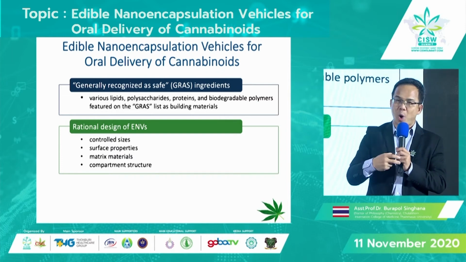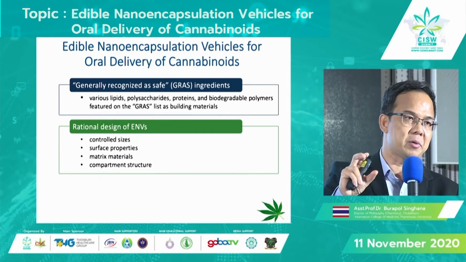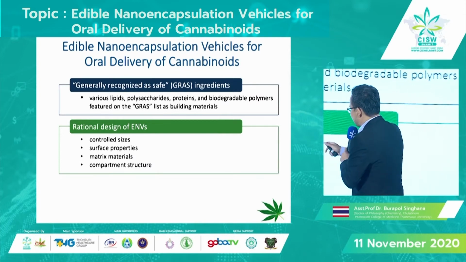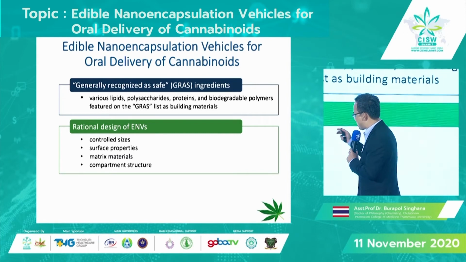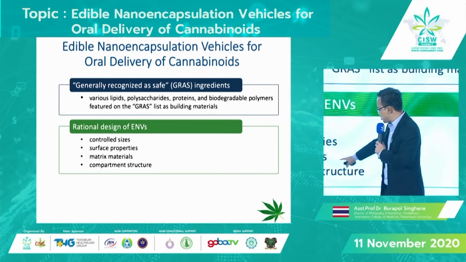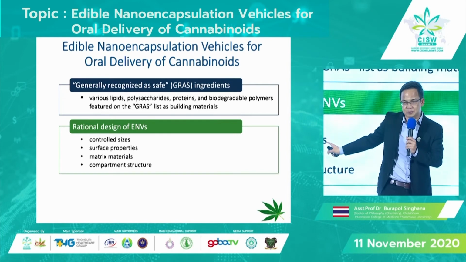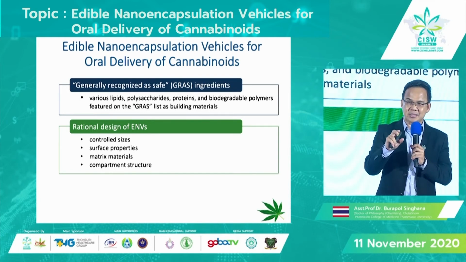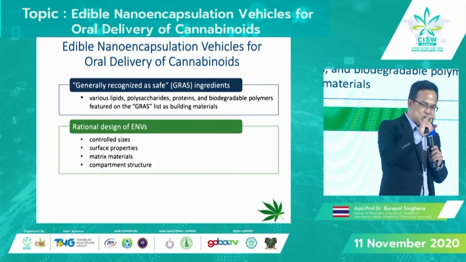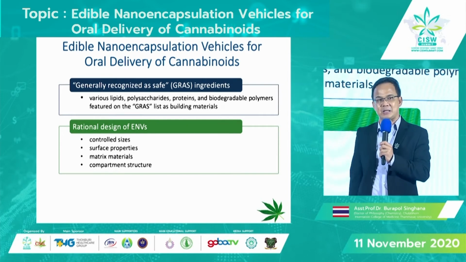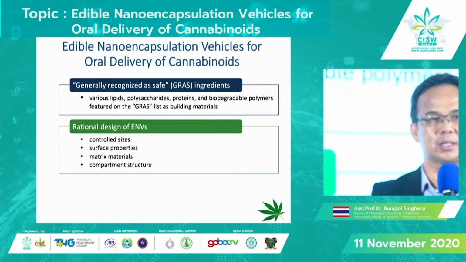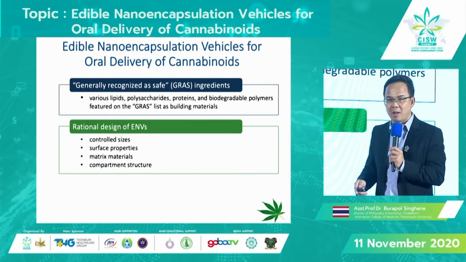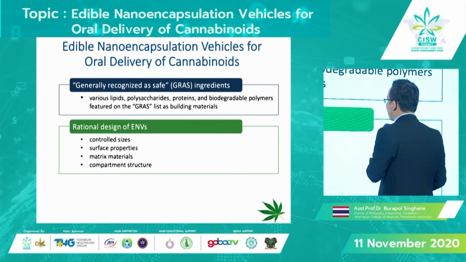Usually, if you want to mix with water, you have to make particles less than 50 nanometers. They can stay longer in your drink. Or surface property, matrix materials, and complement structure. For matrix materials, the smart thing is I can control my particle to release cannabis at the small intestine or large intestine. We can adjust that. It is a good thing, to enhance bioavailability of cannabis or cannabinoids.